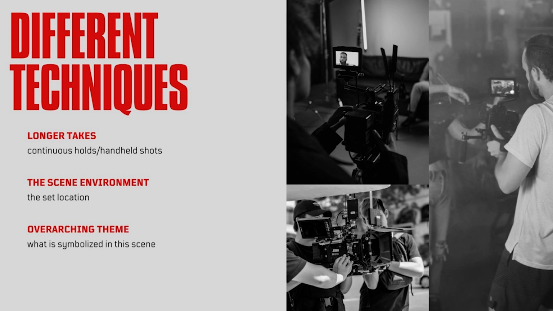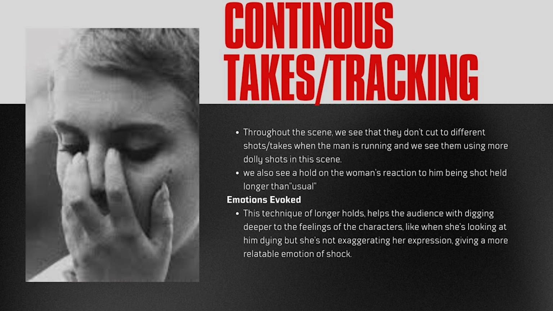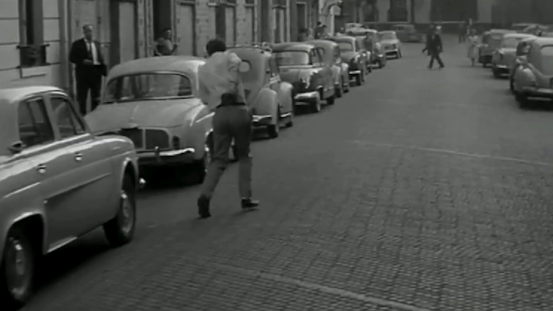So the three different techniques that we're going to be talking about that we see implemented in this scene were the usage of longer takes or handheld shots, the scene environment, and also the overarching theme in the scene. So throughout the scene, we see that they don't cut to different shots or takes, especially when the man is running.